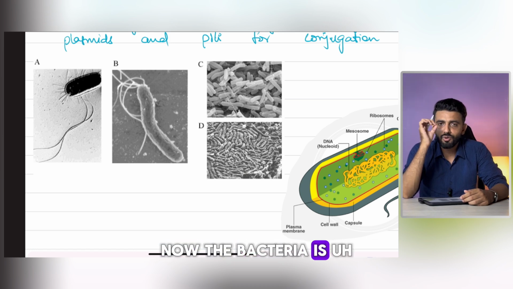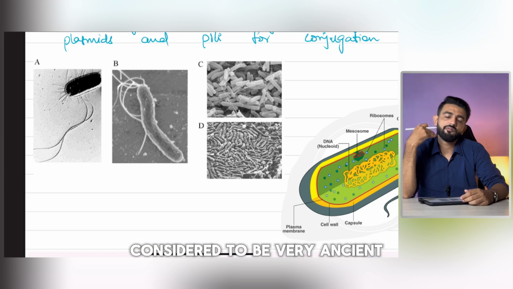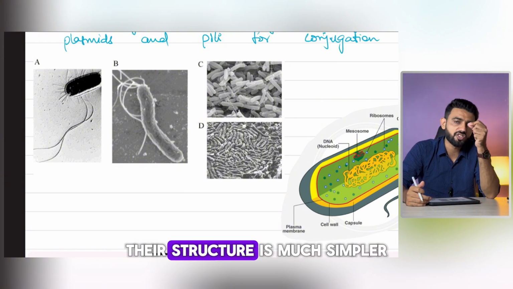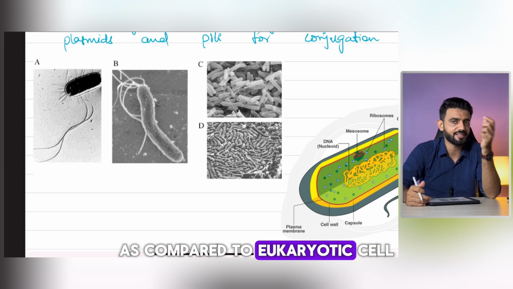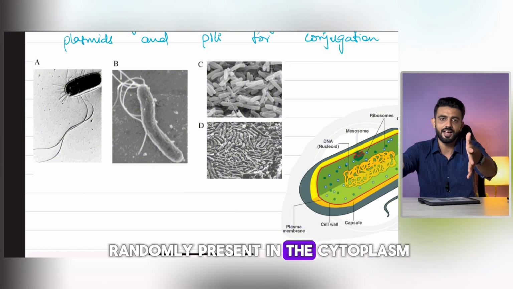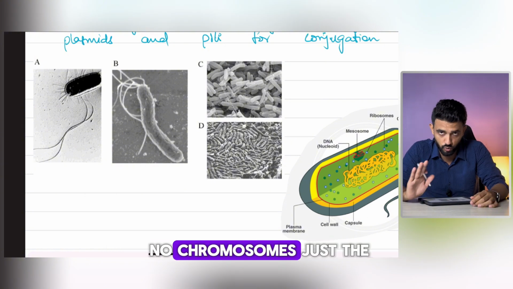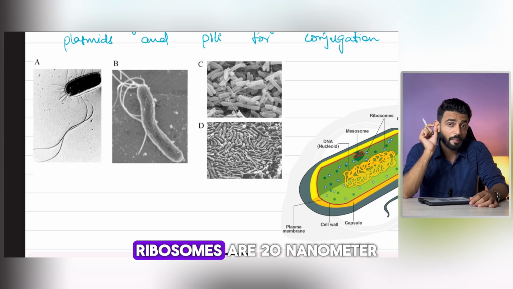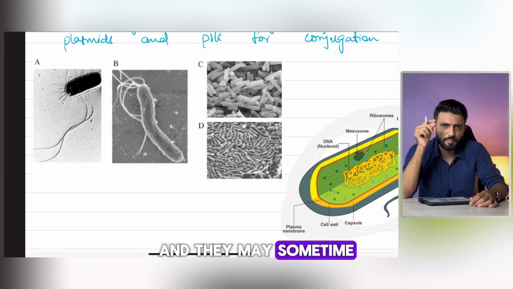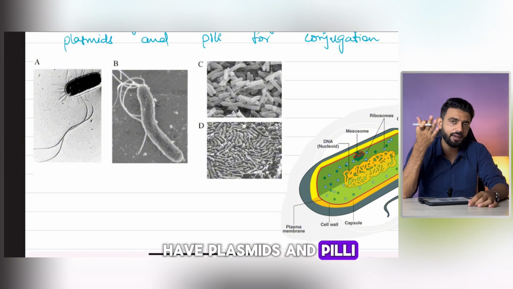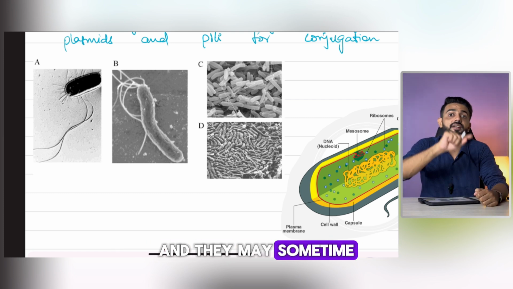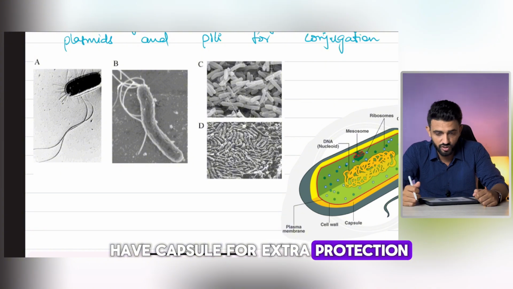Now, the bacteria is considered to be very ancient, from which all the life has been developed. Their structure is much simpler as compared to eukaryotic cell. They do not have any membrane bounded organelle, no nucleus. DNA is randomly present in the cytoplasm. No histone proteins, no chromosomes, just the naked DNA. Ribosomes are 20 nanometer in size. They are 70S ribosomes, and they may sometimes have plasmids and pili, which are to connect with other bacteria to transfer the genetic material. And they may sometimes have a capsule for extra protection.